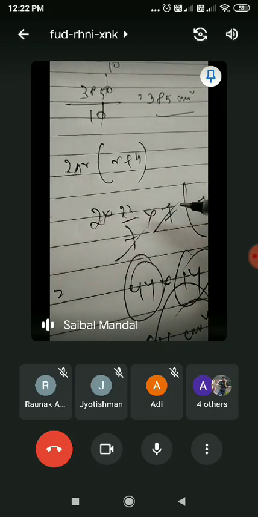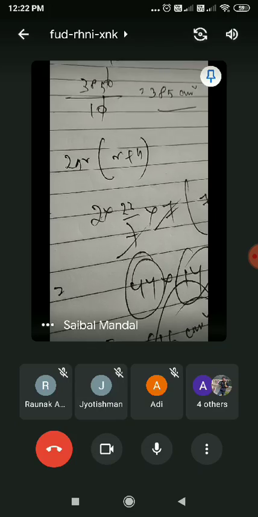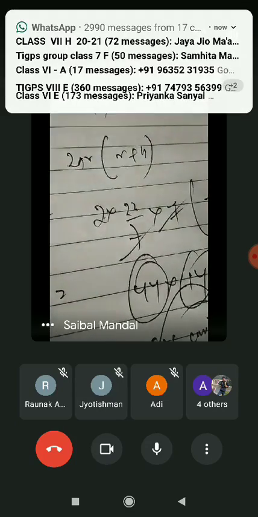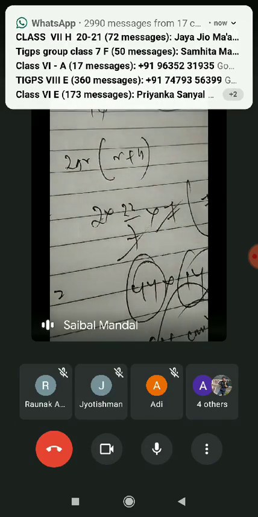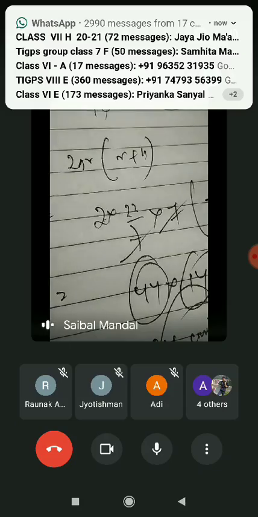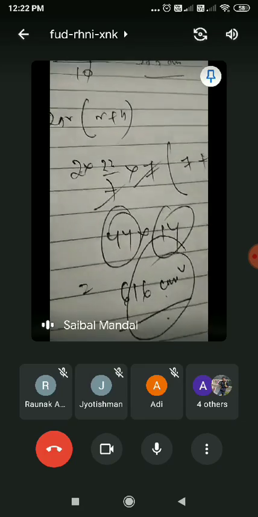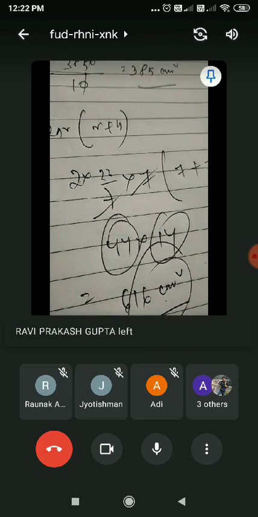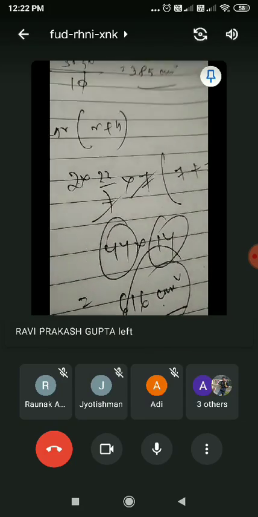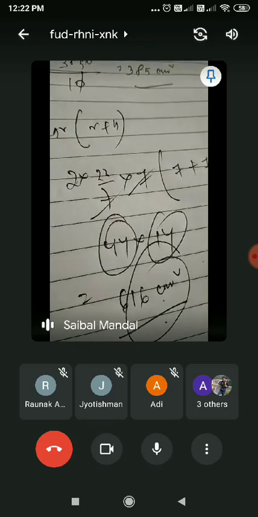So, figure number B, after doing this calculation of question number 2, we come to know that figure B has got greater surface area as well as greater volume in comparison to figure number A. All right? Okay?